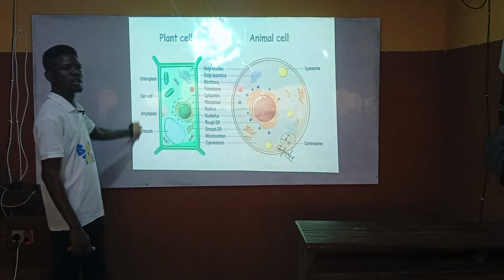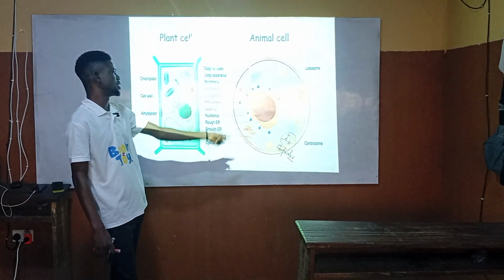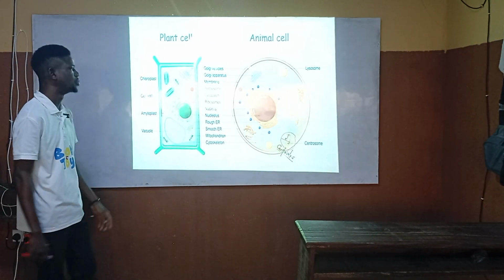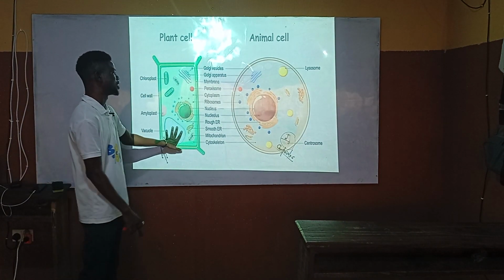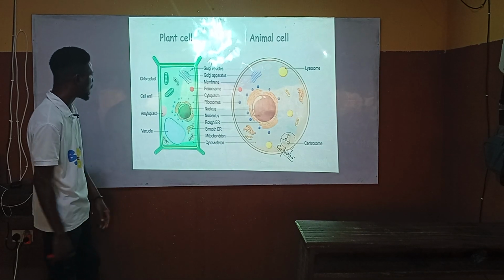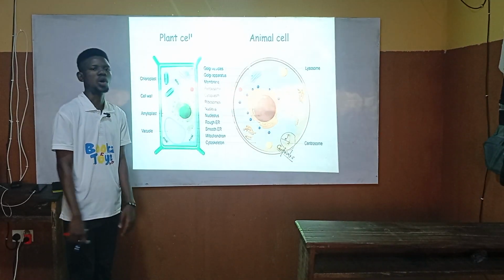Plant cell is rectangular in shape. Animal cell is spherical or round in shape, okay? What other difference can we see again? Like I said, large vacuole here, the vacuole there is very small. Then there are some things that are stored.